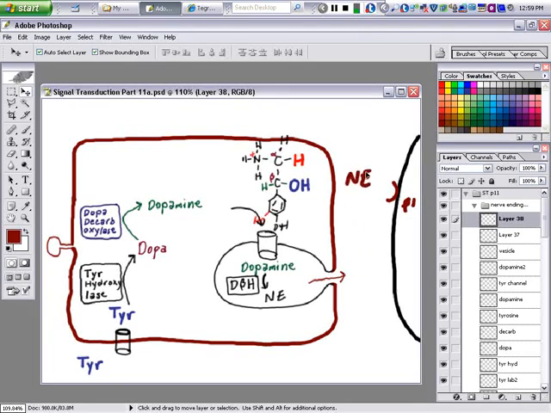It's going to bind to the beta-1 adrenergic receptor. Then when it binds to that receptor, the G protein is going to be activated. Then you're going to get adenylyl cyclase. You're going to get elevated calcium. Then the heart is going to beat more strongly. Make sense?